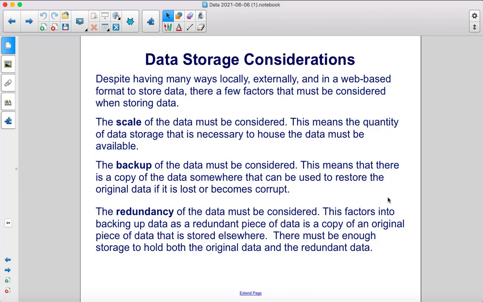The redundancy of the data must be considered. This factors into backing up data, as a redundant piece of data is a copy of an original piece of data that is stored elsewhere. There must be enough storage to hold both the original data and the redundant data.